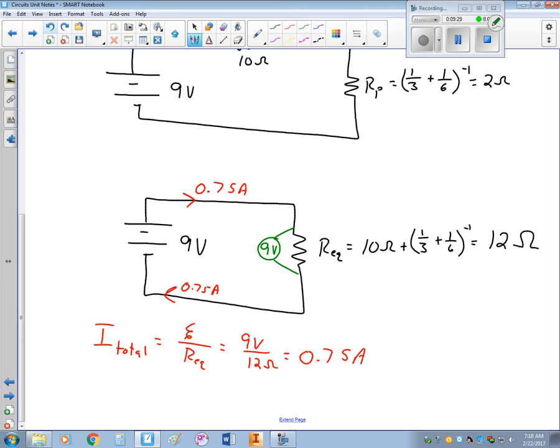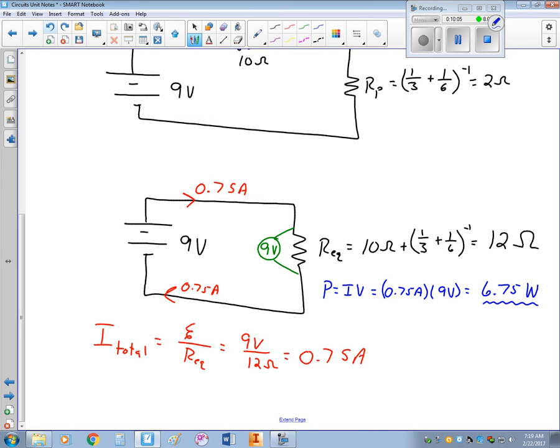All right, now let's talk about power. Power equals current times voltage. So the current being 0.75 amps, there's a potential difference across that resistor of 9 volts. So the power consumed is 6.75 watts. So I've got 6.75 watts being consumed by that equivalent resistor.